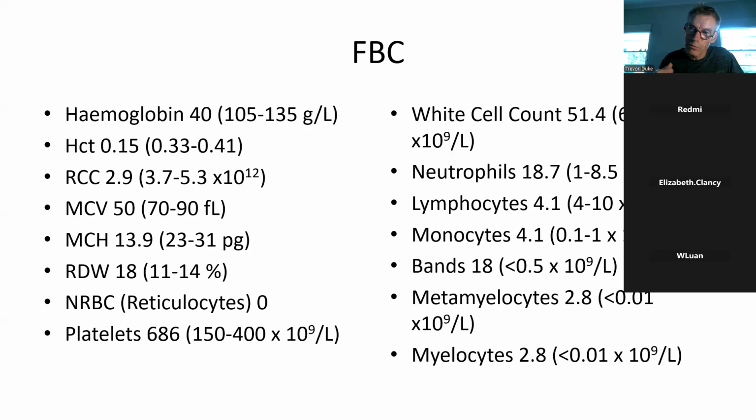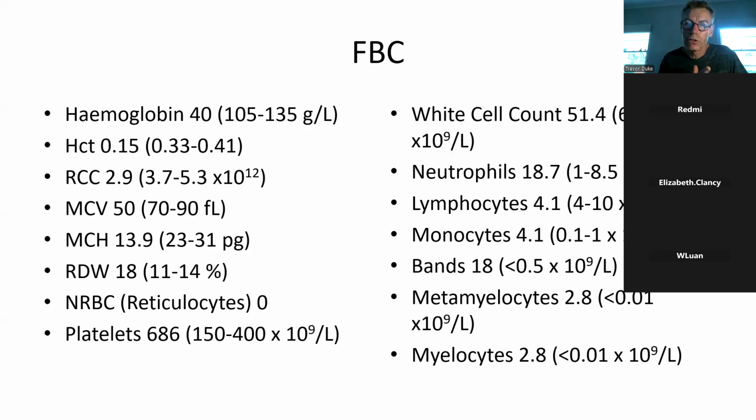And in a blood film that's got a lot of myelocytes and metamyelocytes and band forms, that means that the bone marrow is churning over a lot of white cells, trying to push out a lot of immature white cells into the circulation. Some labs report it as a left shift. So it's shifted to the left of all the immature forms.